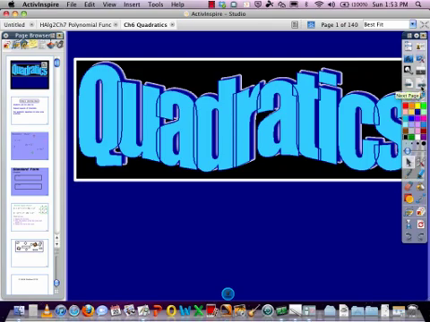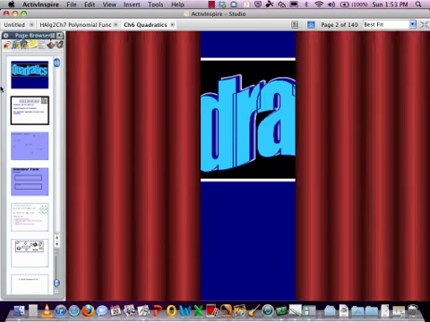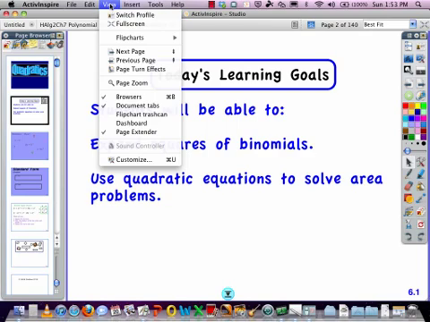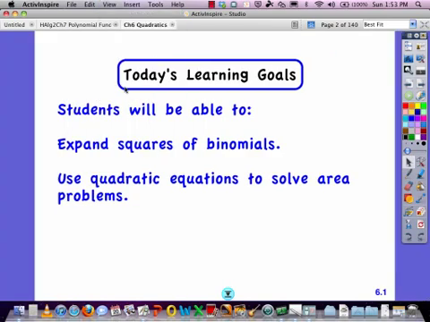So let's start off with our very first slide here, and we can reduce this. We don't need that open. So we're going to find out how to expand squares of binomials, and we will also be using quadratic equations to solve different styles of problems. So let's move ahead.